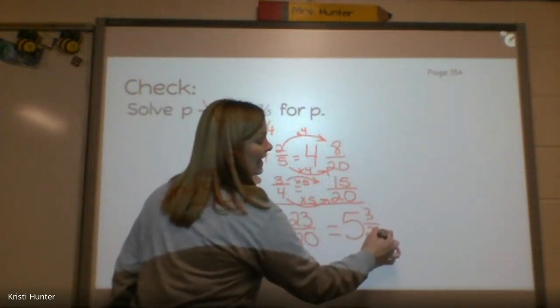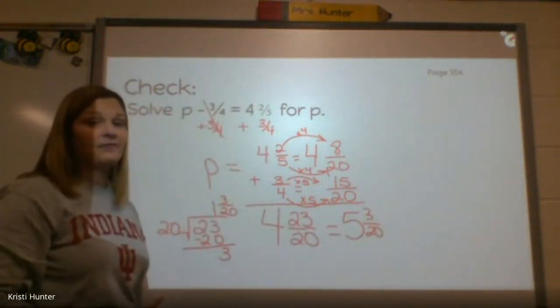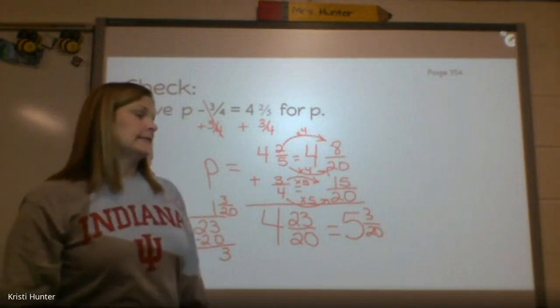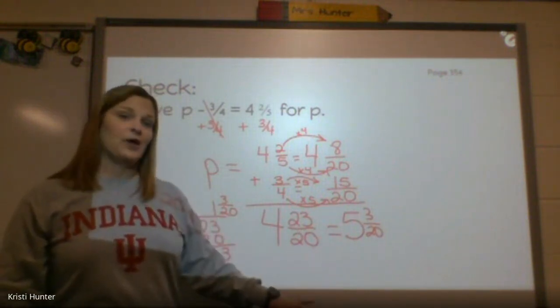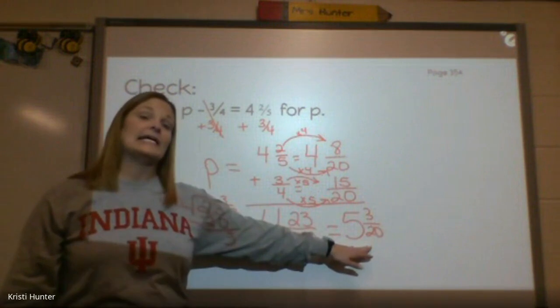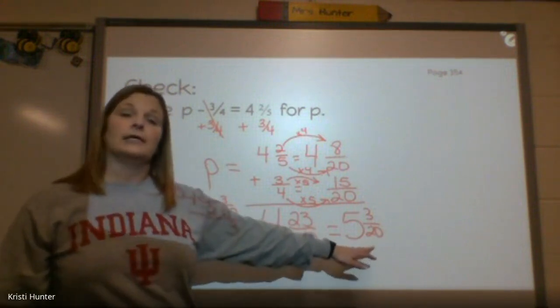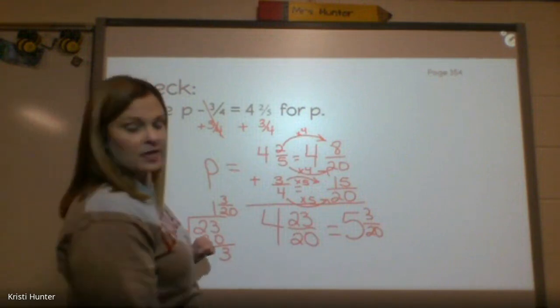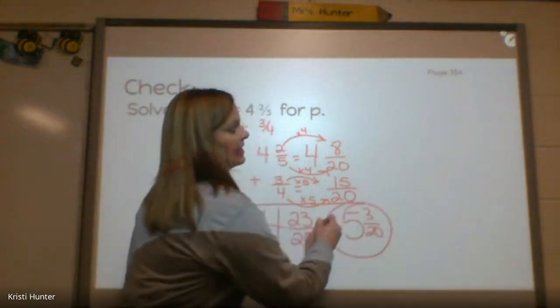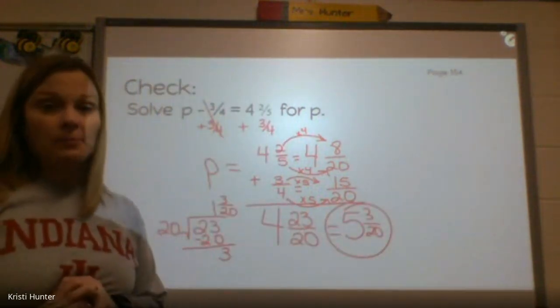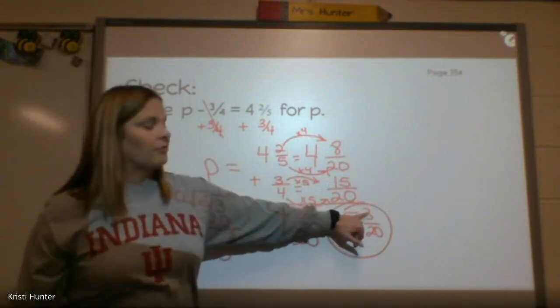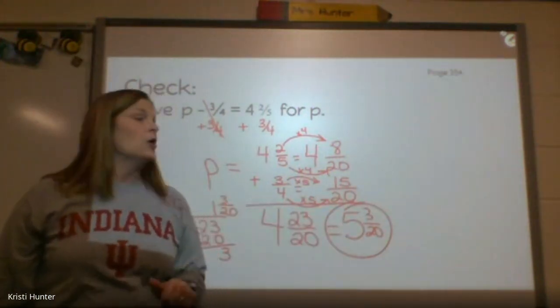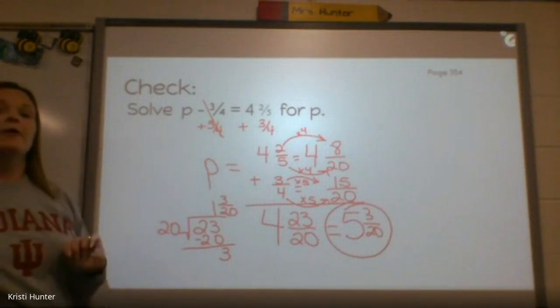So I think, can I simplify this anymore? And the answer is no. The only way I could simplify this is if this was a 21, because we know 3 times 7 would give us 21. So this is the simplest form that I can come up with. 5 and 3 over 20 would be the value of p.